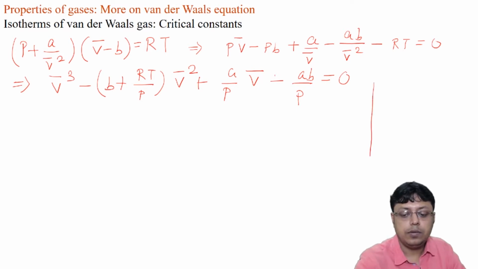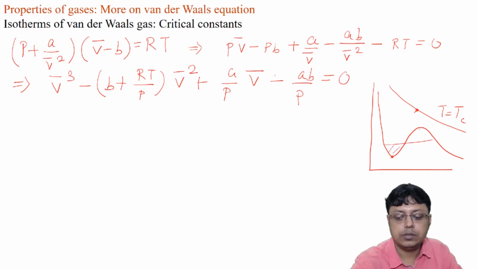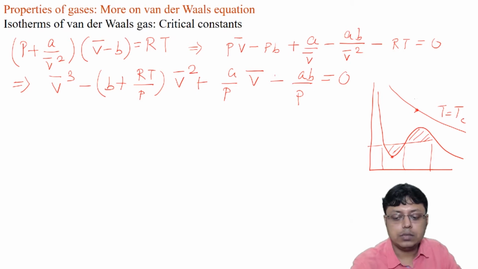Now interestingly, if you remember that at low temperature the curve looked like this, but at critical temperature when T is equal to Tc, the curve looks like this, which means all this crest and trough region coalesce, and all these three different volumes which we got for the same pressure, they all coalesce to a single volume which we call the critical volume.